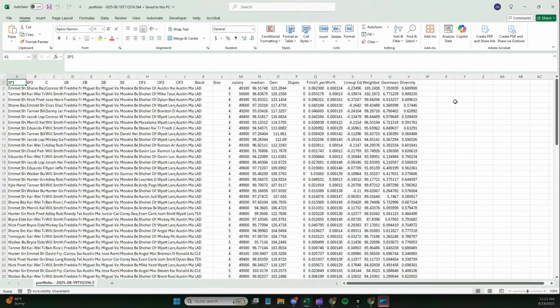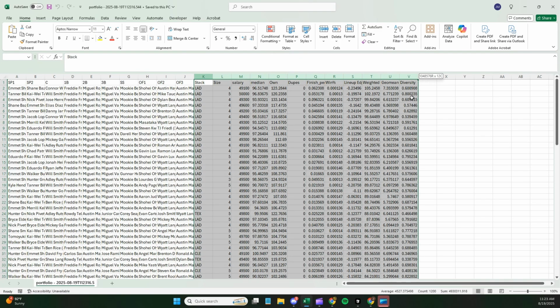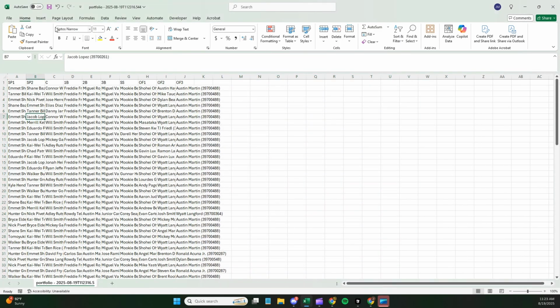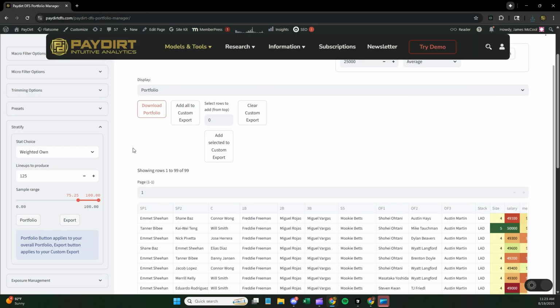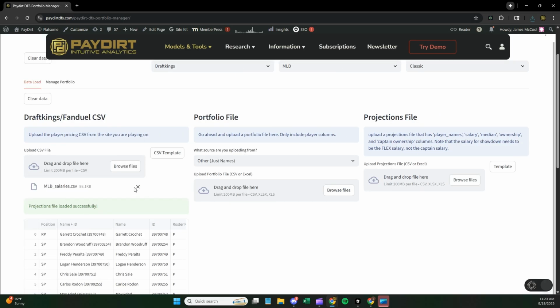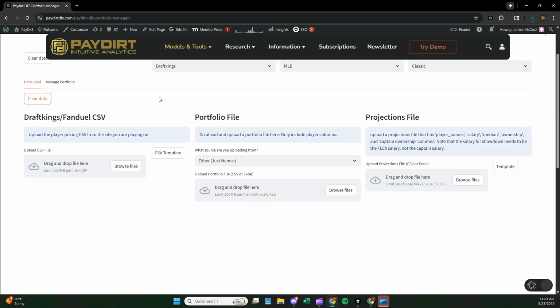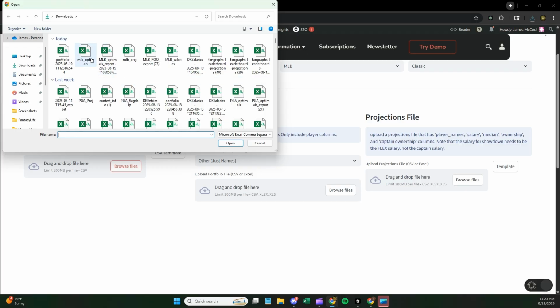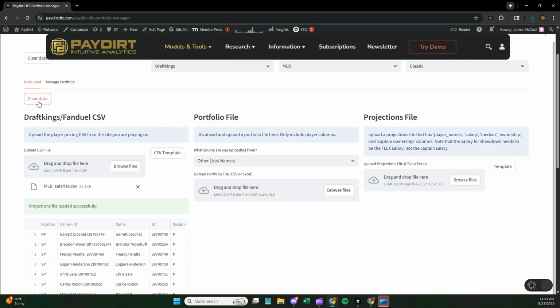From here, I'm going to delete all this stuff and save this. I'm going to reference this as 544 and then kill that. Now I'm going to go back in and reload that portfolio. The reason I'm doing that is so that it can reset the diversity score and the other metrics. The diversity score is tied to the overall portfolio that you upload at first. So I went back here, I X'd out all of the files, and then I hit clear data. Now I'm going to reload.